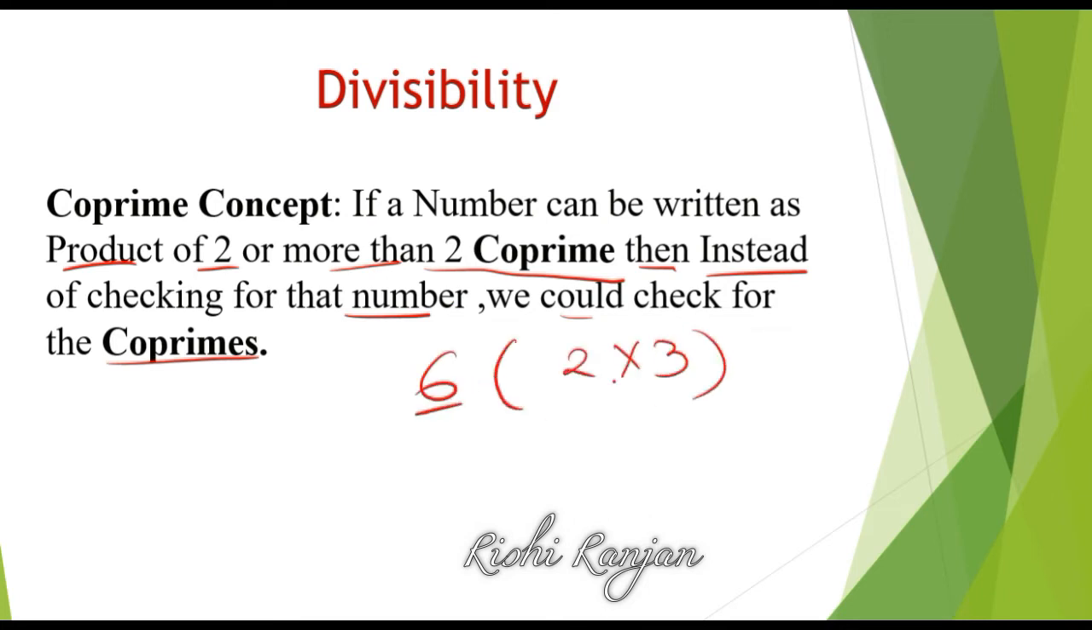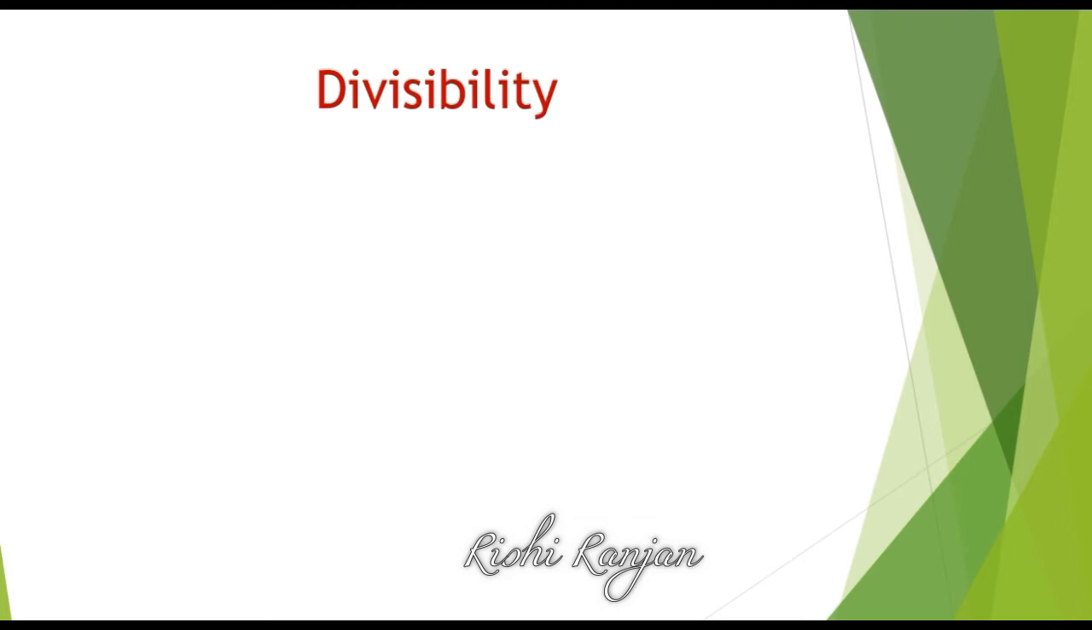If a number can be written as a product of two coprimes, here 2 and 3 are coprimes, then instead of checking for that number, we could check for the coprimes. That's why instead of checking for 6, we are checking for 2 and 3. If the number is divisible by 2 and 3, that number will definitely be divisible by 6 also. Now this coprime concept is going to help us check for any composite number up to 100.